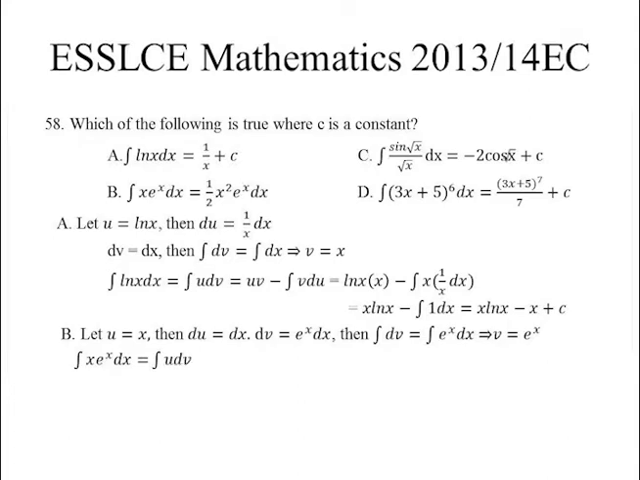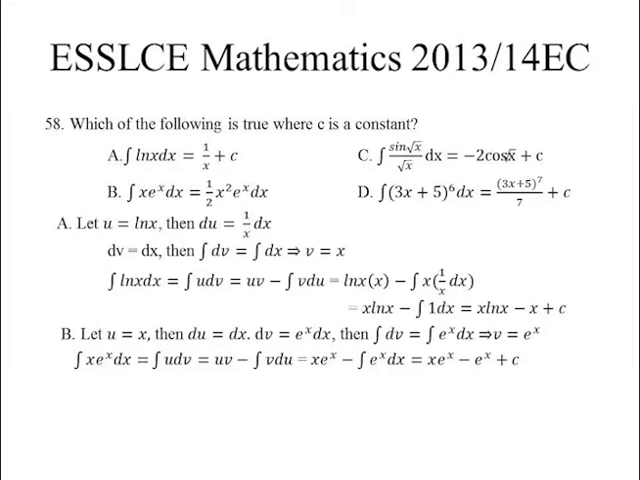Again, the formula for integration by parts specifies that integral of u dv is equal to uv minus integral of v du. U means x, v means e to the power of x, minus integral of e to the power of x dx, which is equal to x e to the power of x minus e to the power of x plus c. Choice B again is not correct.